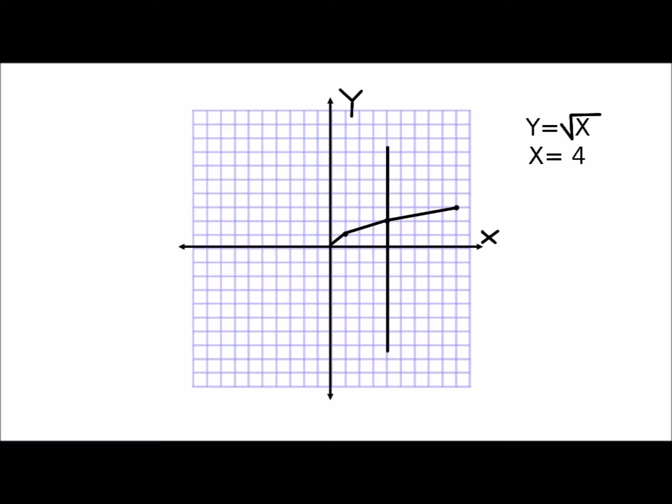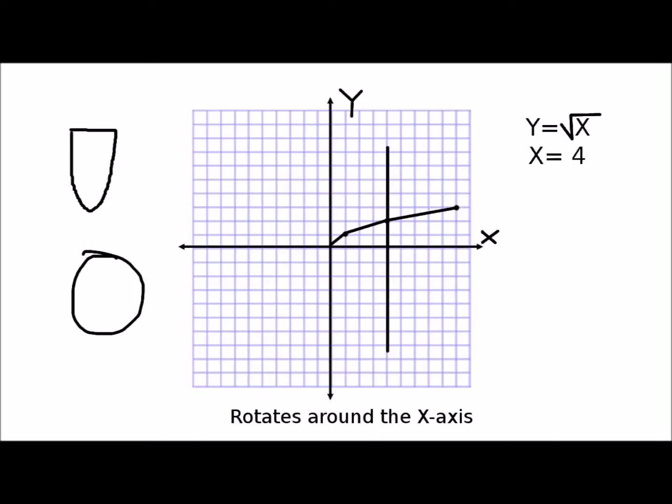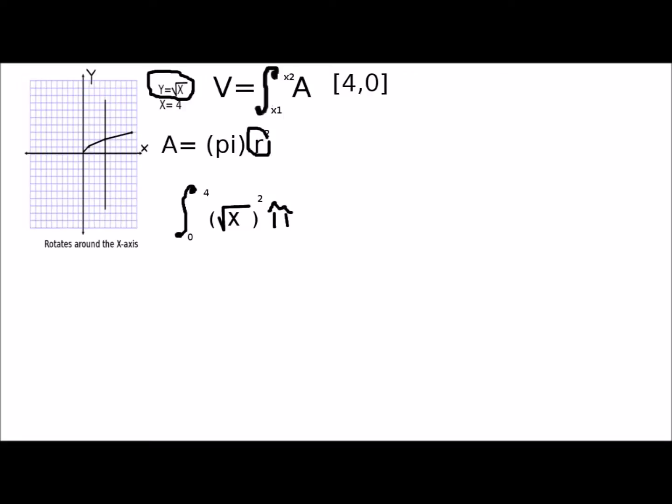So we have this mess, the graph of square root of x and x equals 4. It tells us that it revolves around the x-axis. The shape it makes is a circle when it's spinning. So to figure this out, we know that this is the equation for volume. This is our boundaries. We know the area of a circle is pi times r squared. So our equation that is graphed is r in the equation. So we plug it in and we can simplify the equation.